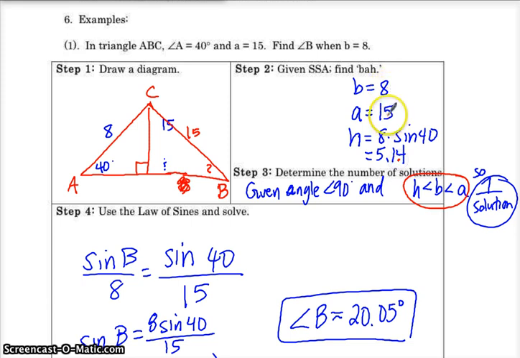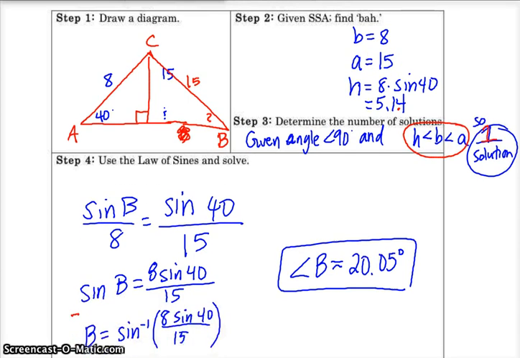And then, B isn't longer than my A, but it is longer than my H. This just means one solution. So then you just set it up as normal. Sine of B is to side 8, as sine of 40 is to 15. We do our cross multiplication, inverse sine, and you should have gotten 20.05 degrees.